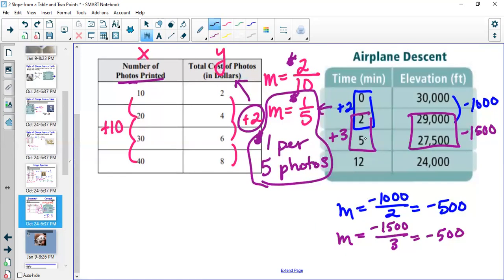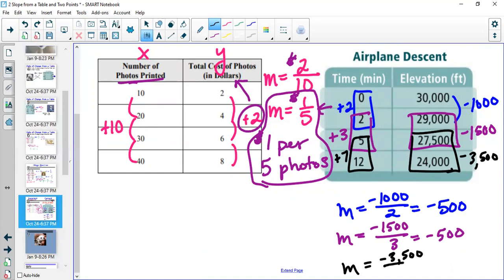And if I looked at the last 2 points, instead of all the other ones, that was a change of 7, 5 to 12. And looking at the other 2 points, it went down 3,500. You can use a calculator or do it by hand. And if I did change in y, which is negative 3,500, over change in x, which is 7, and I simplified it, I got negative 500. So no matter which 2 points I choose, I had the same slope. That is a constant rate of change. So this is linear. My slope is negative 500.